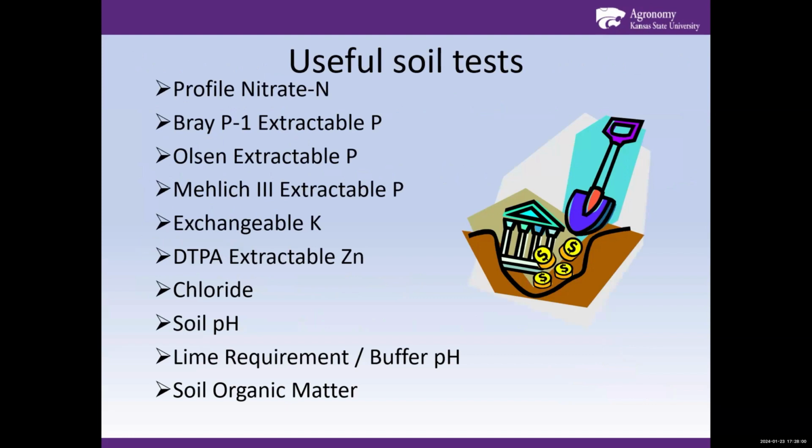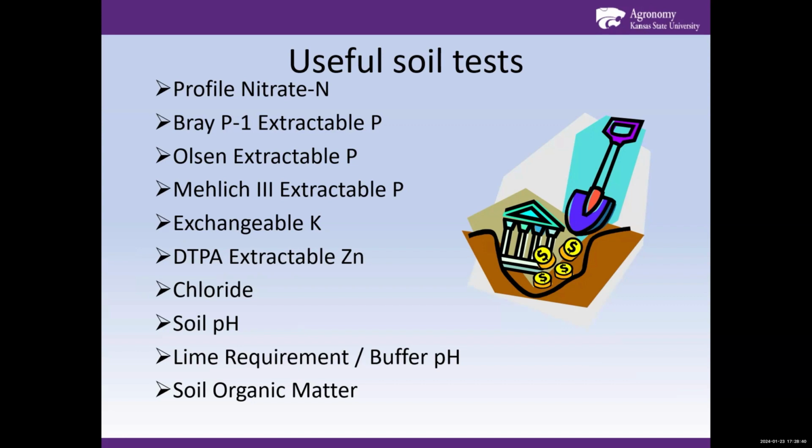And just some useful tests that we typically see run, of course, a profile nitrate, Bray 1 for phos. Olsen is typically used more for higher pH soils. We wouldn't typically see it too much needed in this region. Maybe there's some spots, maybe in Russell County, but typically the Mehlich 3 covers us, and that's what runs. About 7.4 pH is where a person typically transitions from the Mehlich 3 to the Olsen.